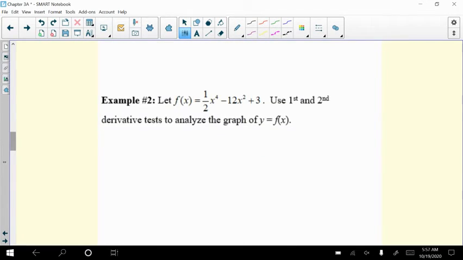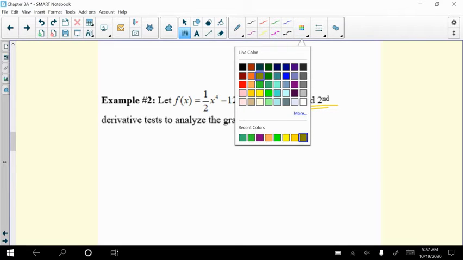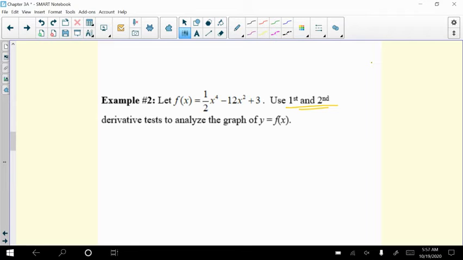Okay, and let's do one more in this video. Again, just thinking about how do I use the first and second derivative tests to analyze this. And so drawing those sign charts is actually a really, really smart thing to do. So let's go to maybe this color here. It's kind of brown-green. Let's look at our first derivative, which would be half of 4 is 2. So 2x cubed minus 24x, and the 3 goes away. And then the second derivative, I'll do over here, would be 6x squared minus 24.